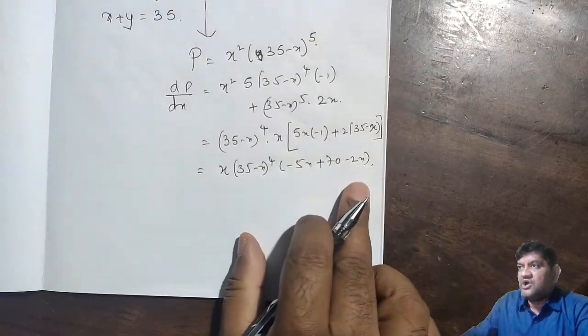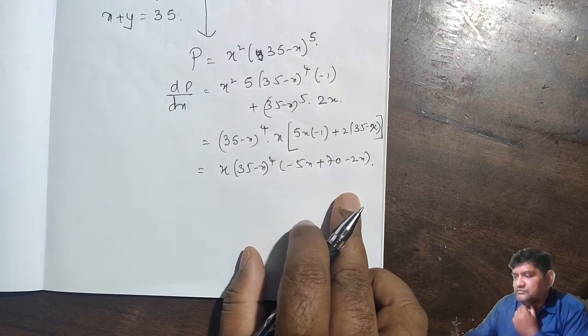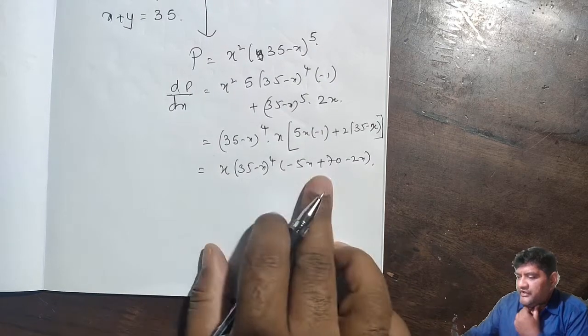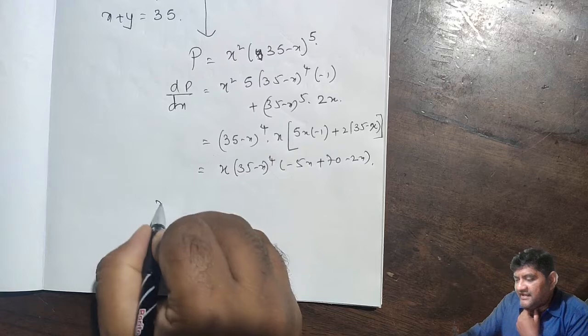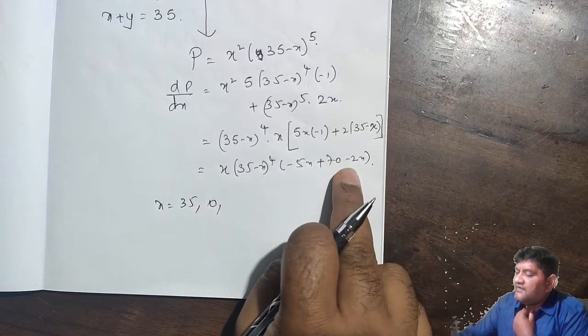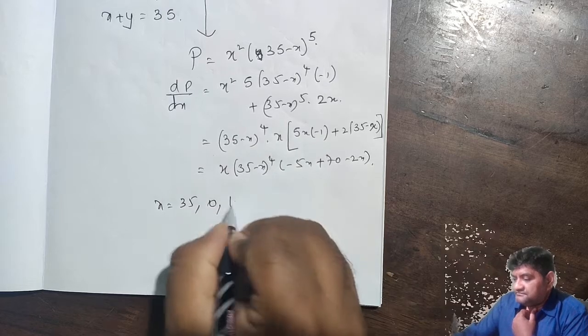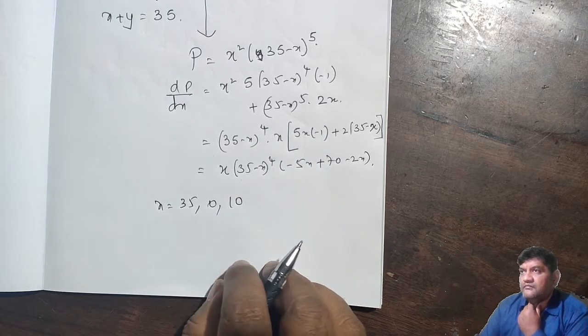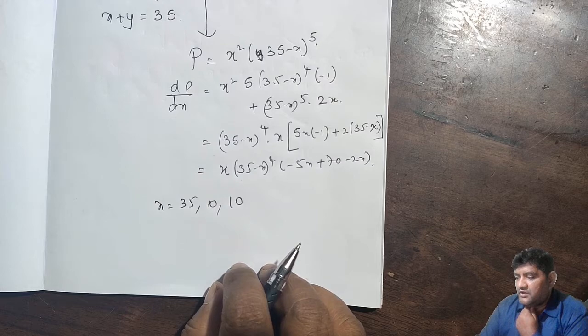So ultimately when you solve this, you will get some values for x. So what you're going to do is to equate this to 0. So you're going to get x value as 35, one of the values, and the other value is a 0, and the other value is going to be a 10.